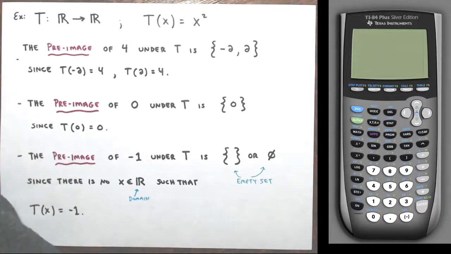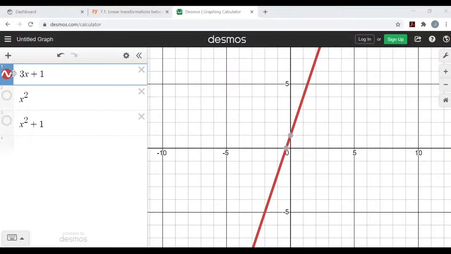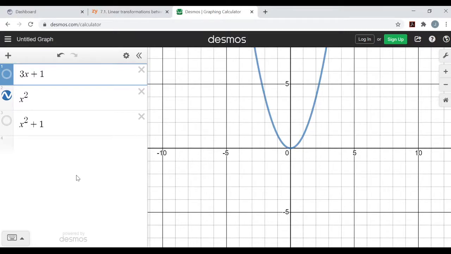Again, we can visualize this because it's just simply from R to R. I can visualize this again on the coordinate plane. So let's get rid of the 3x plus 1. Here's x squared, T of x equals x squared. Now I asked about the pre-image of 4 earlier. So if I said what's the image of 4, you plug 4 in and get 16. The image of 4 would be 16.